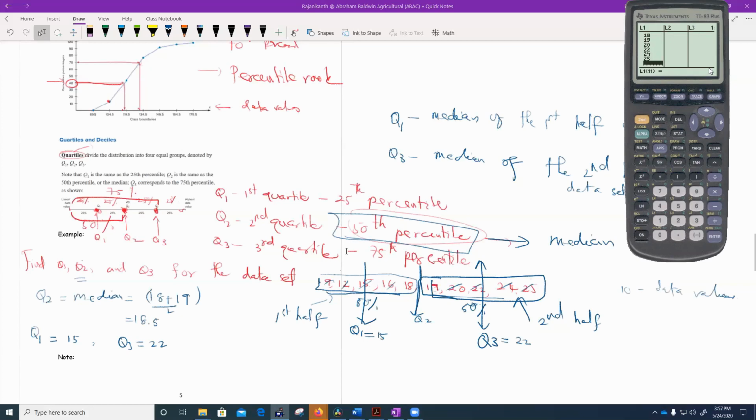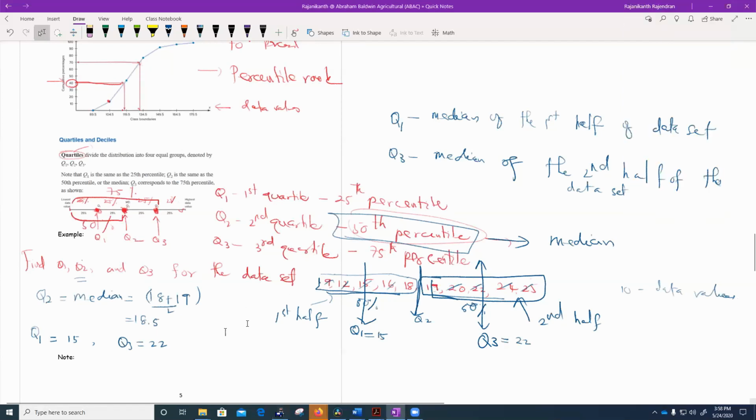Right. So now simply go to stat one more time and calc, then 1-var stat. Then you will get a bunch of summary values. Now scroll down, scroll down. You see now Q1 is 15, the first quartile. Yes, we got 15. And Q2 is the median, 18.5. Yes, we got the median as 18.5. And Q3 is my third quartile, which is 22. Yes, we got 22. So it is very easy when you use the calculator, right?